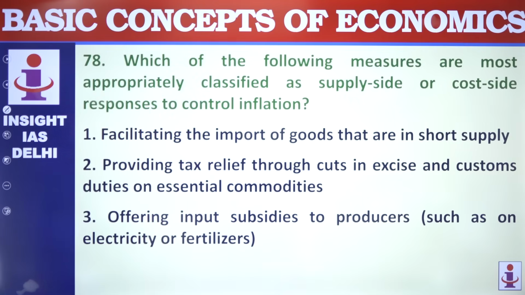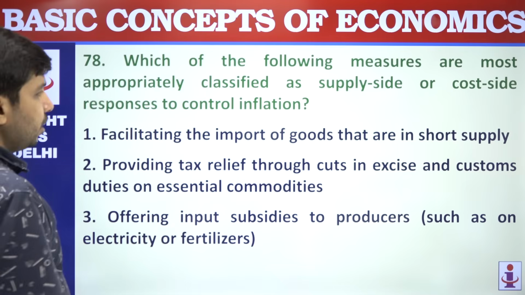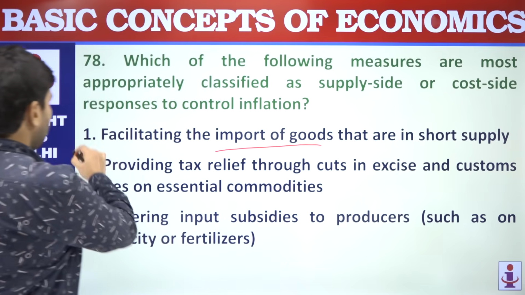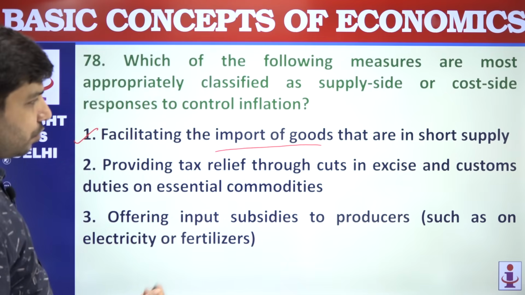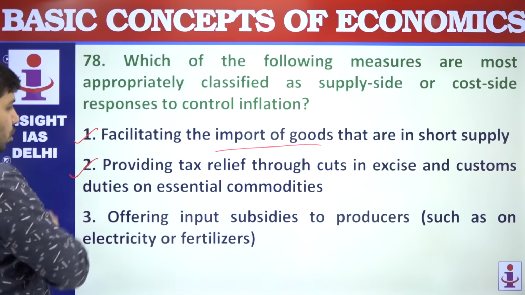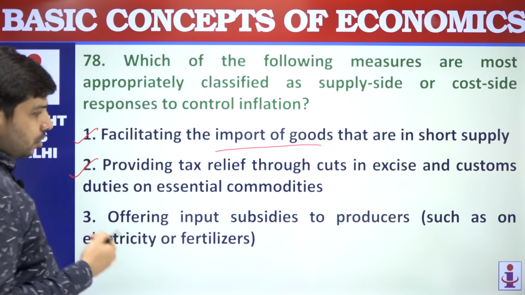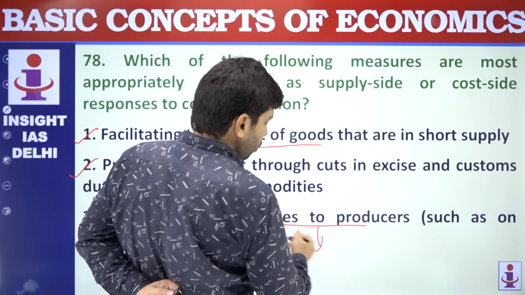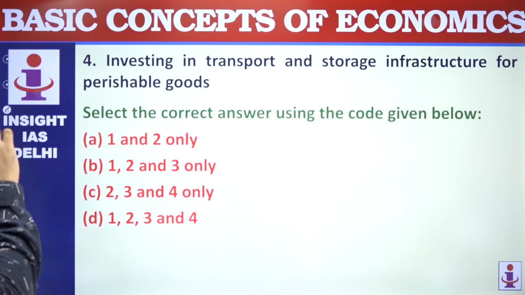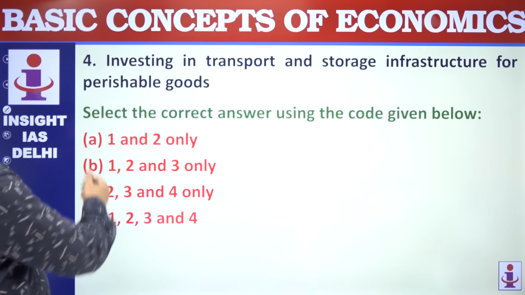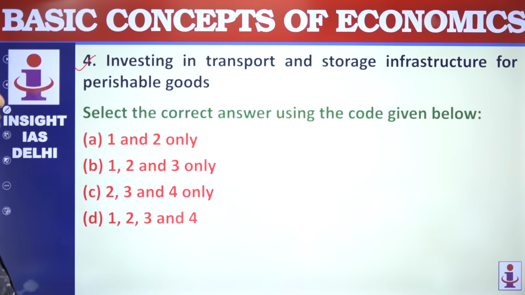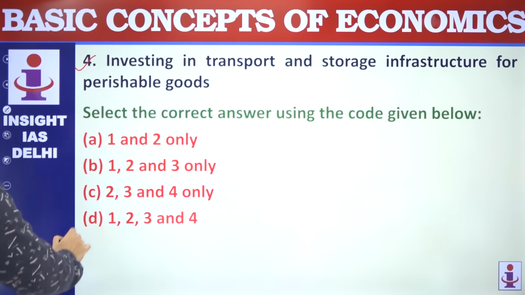Which of the following measures are most appropriately classified as supply side or cost side responses to control inflation? Facilitating the import of goods which are in short supply, so supply will increase. Providing tax relief through cuts in excise, the cost will reduce. This is also a good step. Offering input subsidies to producers: if you are giving subsidies to producers, the costs will come down. This is also correct. Investing in transport and storage infrastructure, yes, this is good in terms of maintaining proper supply. So all four, 1, 2, 3, 4.